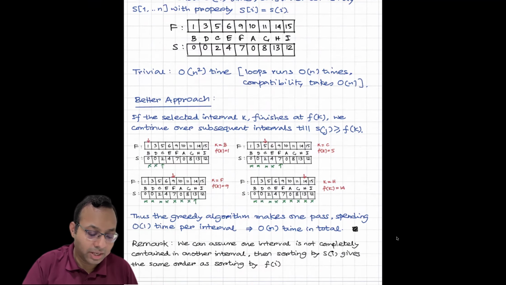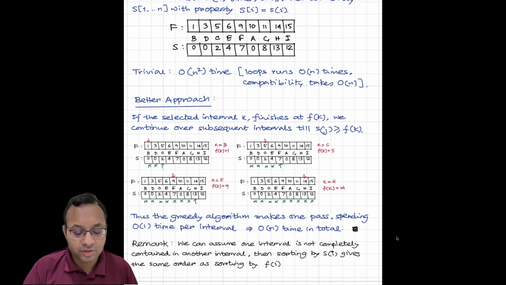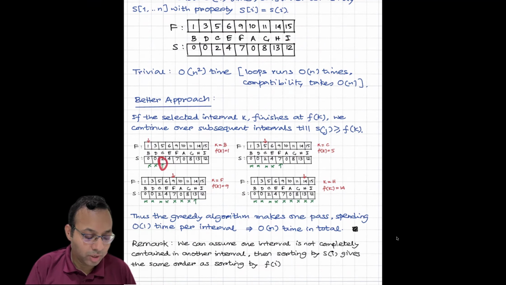For that, we create this array S, as we mentioned. And now the approach is, if the selected interval k finishes at finishing time Fk, then we continue over the subsequent intervals till Sj, the starting time of the job, becomes more than Fk. So it starts after the finishing time. We can think of it this way: we have F, and the first element has value 1. In the starting times, we'll continue till we have a starting time Sj which is more than 1, 2. And then we'll take the corresponding entry in F. So we'll skip 3 and we'll go to 5 directly.